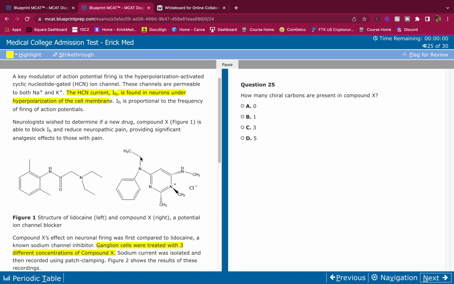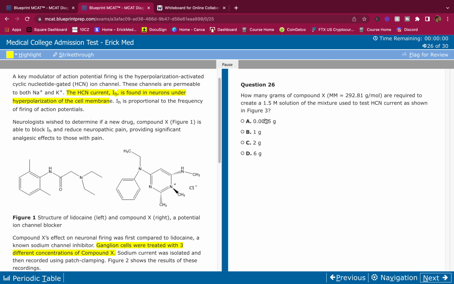This carbon is not chiral. This carbon is not chiral. This carbon is not chiral. Or achiral, I'm sorry, it's the correct grammar, achiral. This is achiral, this is achiral, they're all achiral. There's no chiral carbons on this compound. Answer is 0.